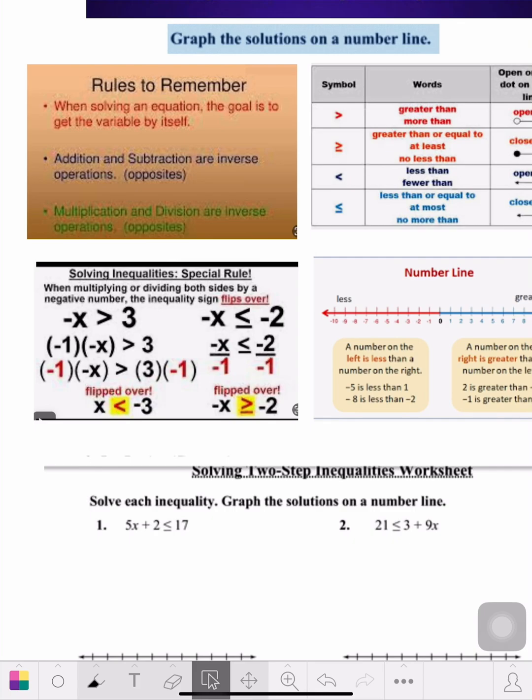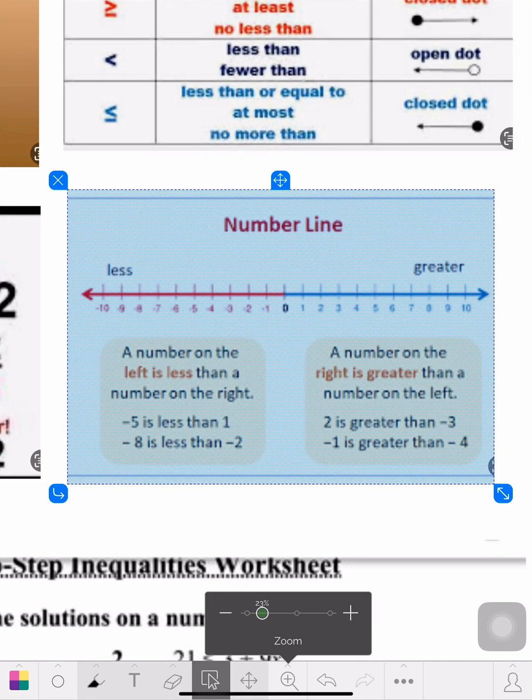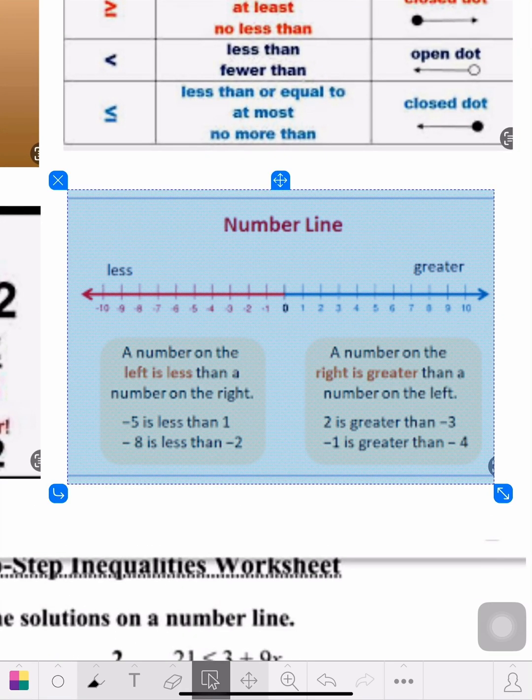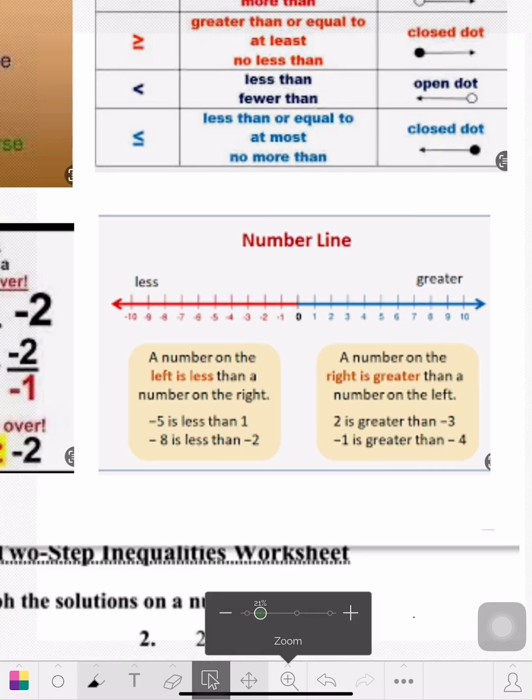Okay? And then I actually have a number line up there, so you can see how that works. It's less than to the left of the zero, greater than to the right of the zero. And just remember, when you're dealing with negative numbers, -7 is less than -5. You're going further to the left, it's getting smaller. So always think of it like the temperature. If it's 2 degrees below zero or 4 degrees below zero, which is colder? It's the -4 degrees. So it keeps going to the left. And that's all there is to it.